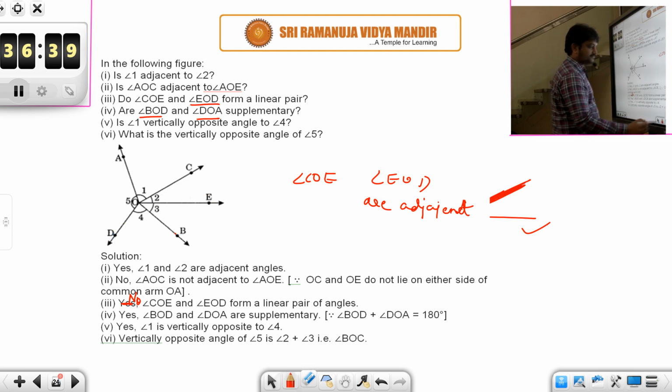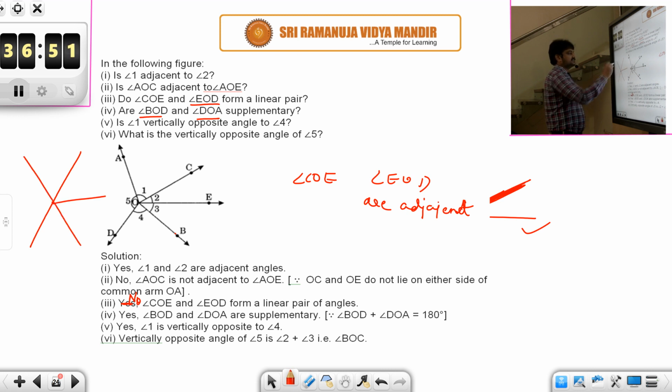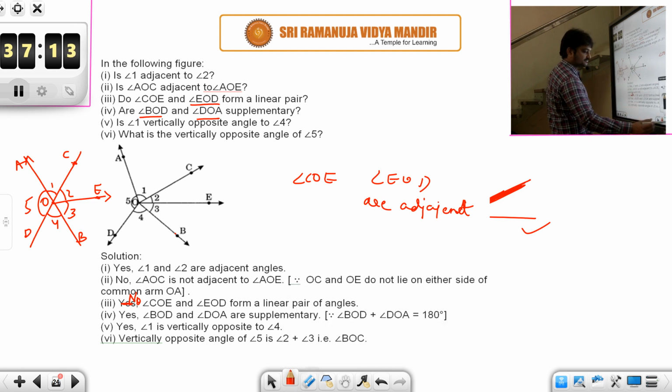What you will do is consider this diagram. Consider this diagram, then your answers will be right. This is A, this is C, this is E, B, D, O, 1, 2, 3, 4, 5. Now students, instead of this diagram, please look at this. Okay, please look at this answer.